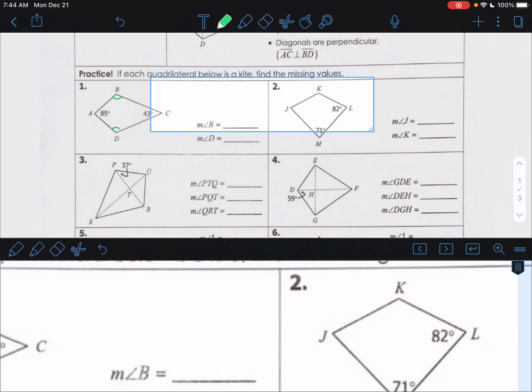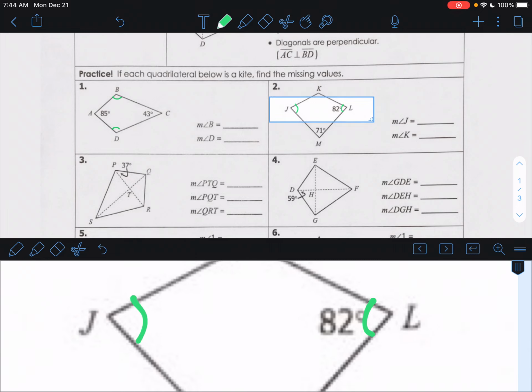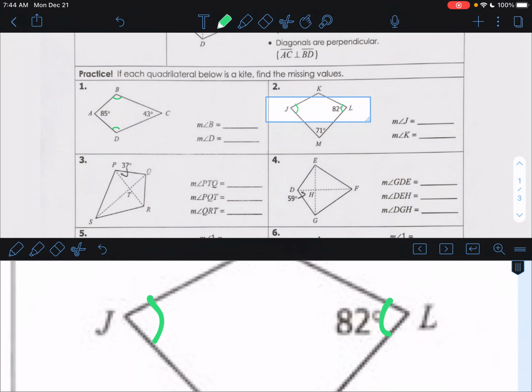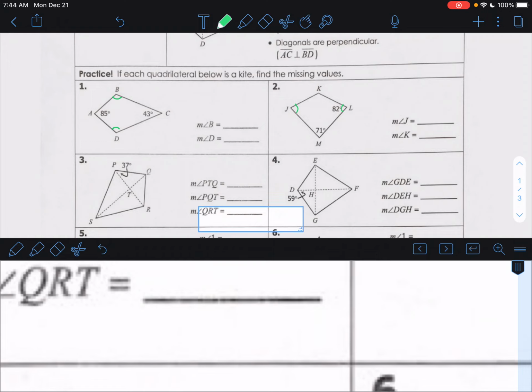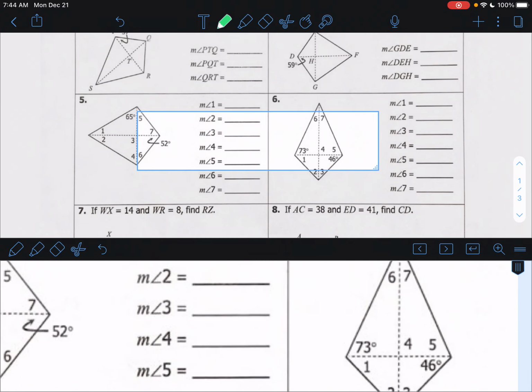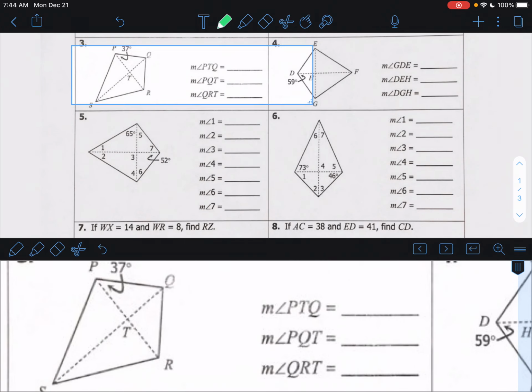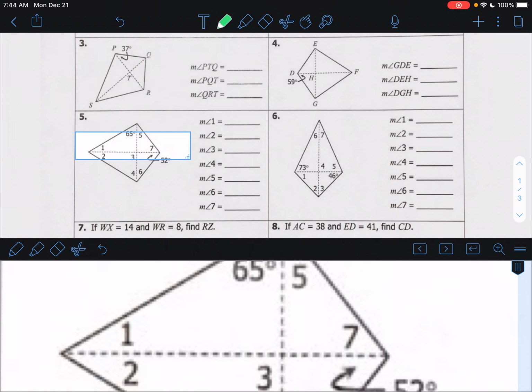On number 2 here, I know J and L are congruent, so I can automatically say J is going to be 82, and then add up the angles inside this kite, subtract it from 360 to get K. For numbers like 3 and 4, remember those congruencies that I was talking about in the notes. I want to do number 5 together.